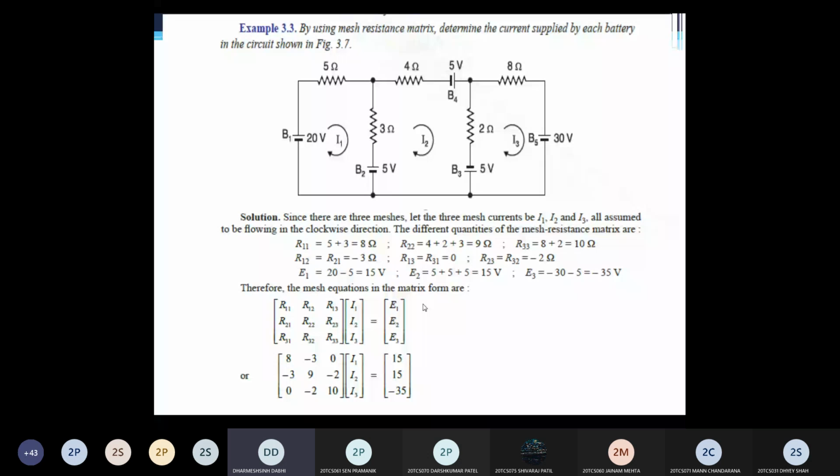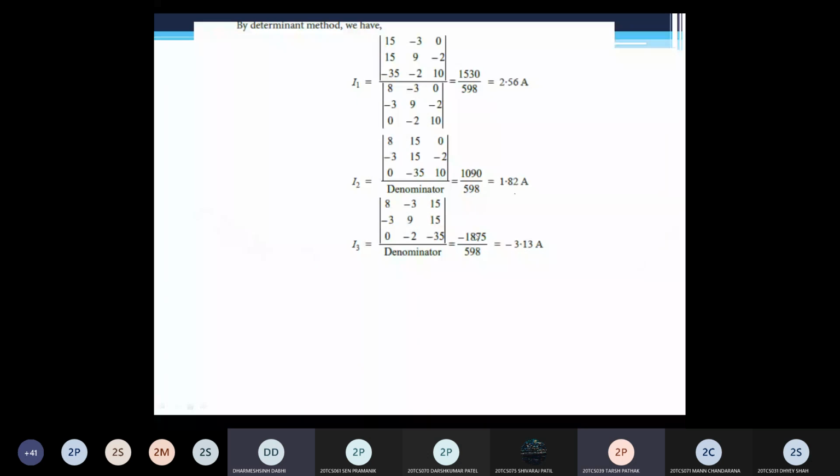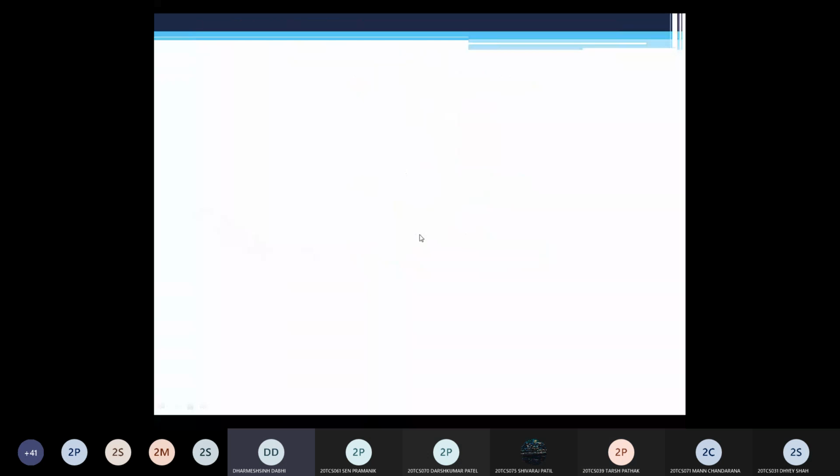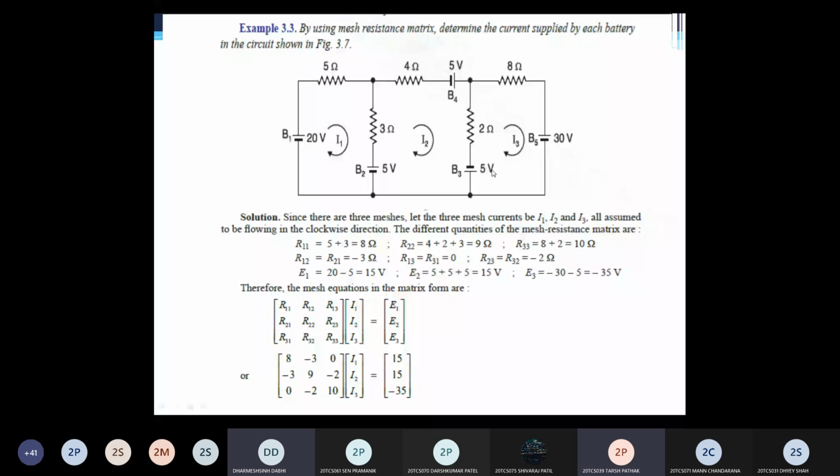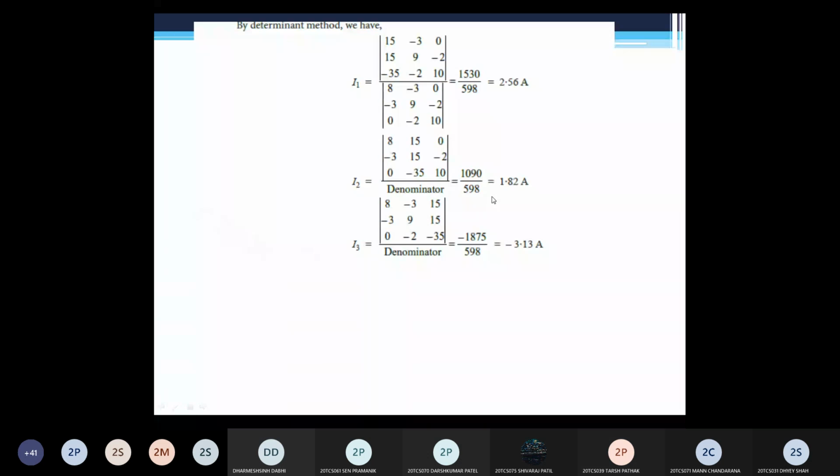Excuse me, sir. Yes, please. Sir, do we have to keep I3 as negative, or do we have to change it because our assumption was wrong? No, after that we do not need to change the sign of I3, because our assumption is clockwise. That's why we get the negative sign. Sir, anyway, we can find I3, negative or positive. Yes.